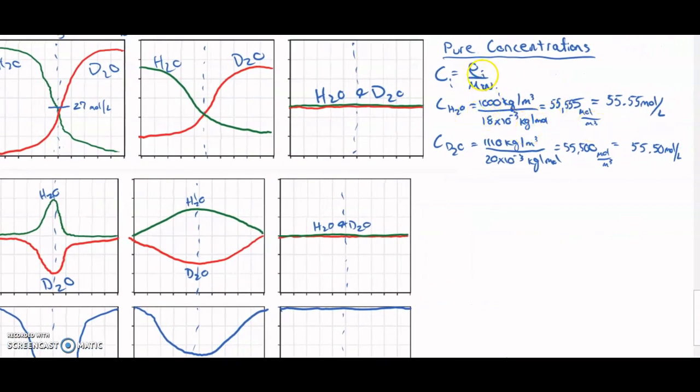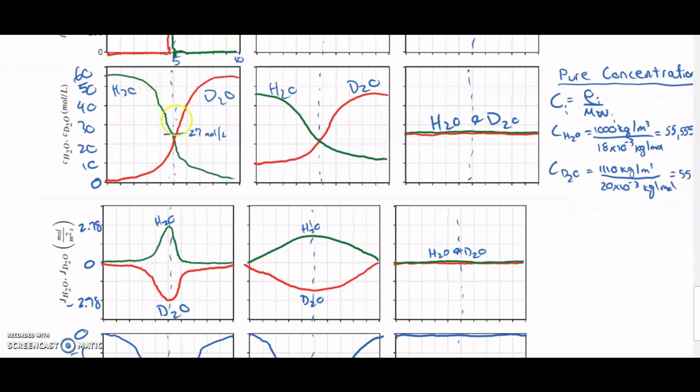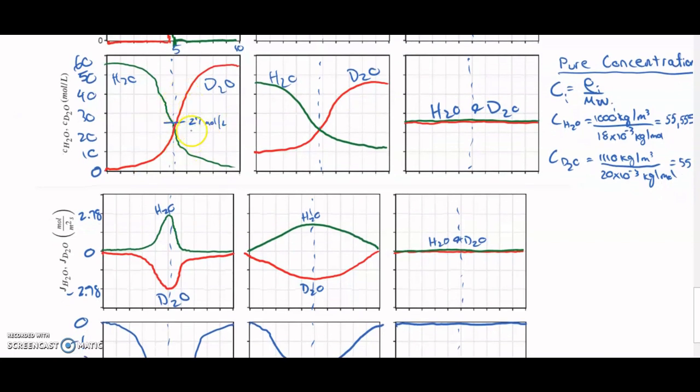That's actually just the mass concentration of that component divided by the molecular weight of that component. And these would be the pure concentrations of each component on either end of the capillary. So that's where our starting point is. And when they cross the partition, that is where their concentration that we found in problem 1 would be. So right around 27 moles per liter, or 27,000 moles per meter cubed.